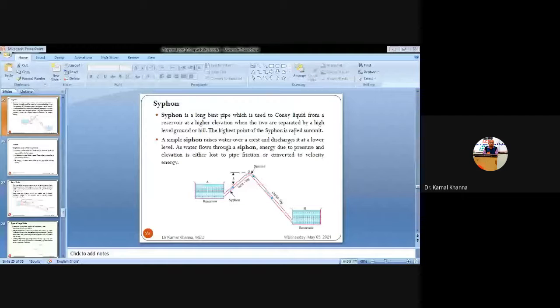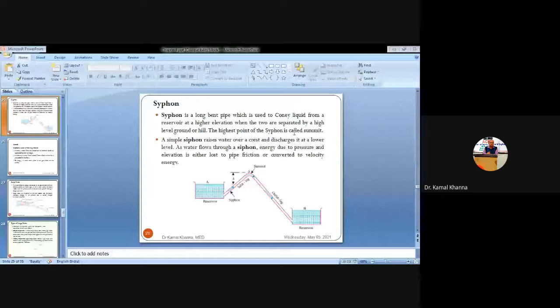How is the potential energy helpful here? Because you're transporting the water from a higher elevation to a lower elevation, and in the siphon the water rises over the crest. This is the crest, that is the upper portion of the pipe. It is sometimes also called the summit, as you can see in the figure, and it discharges the water at the lower level.